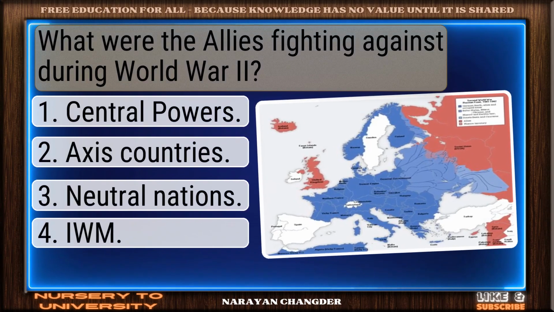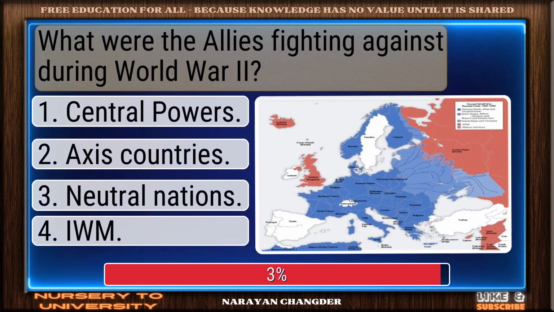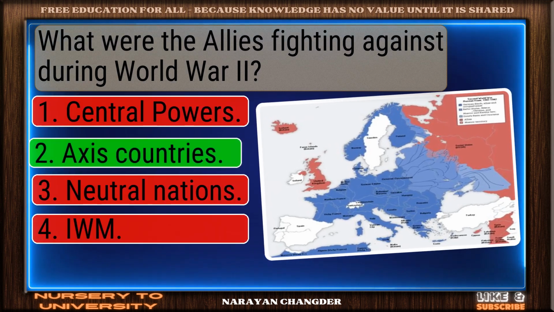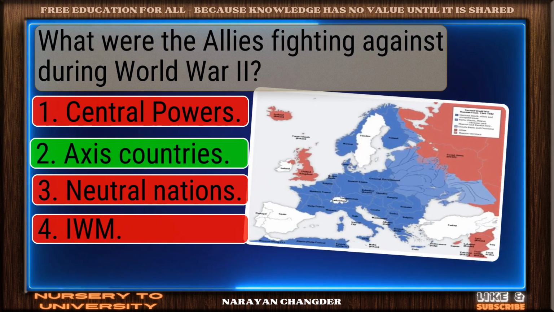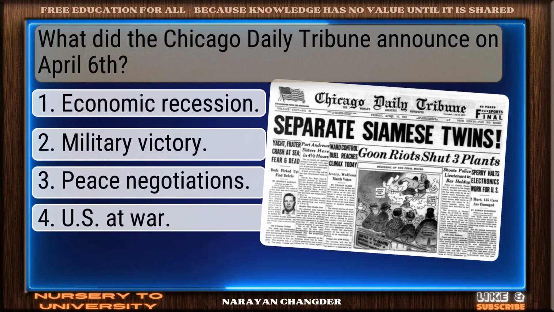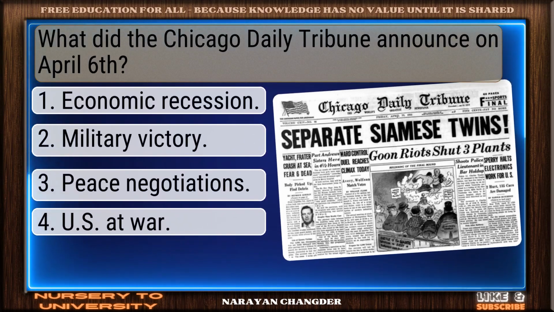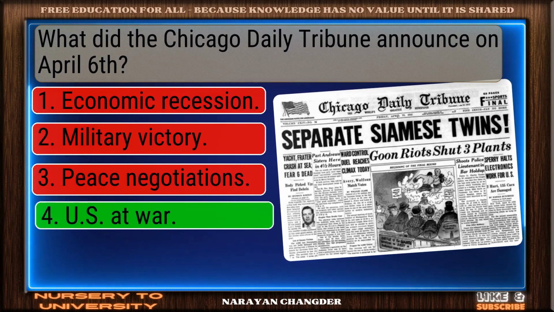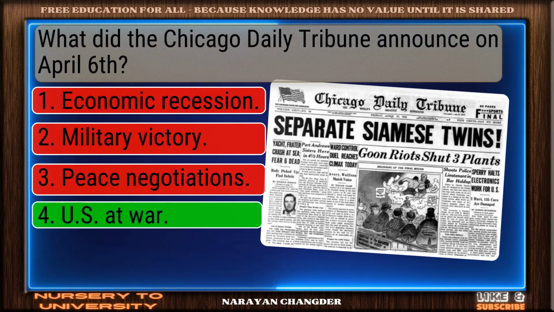What were the Allies fighting against during World War I? Correct. Axis countries is the right answer. What did the Chicago Daily Tribune announce on April 6th? Well done. US at war is the right choice.